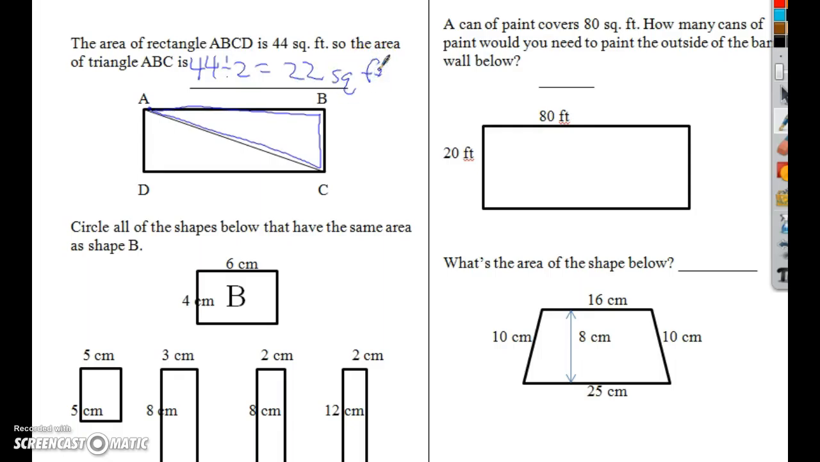Circle all of the shapes that would have the same area as shape B. It says area, so width times length, 24. So we're looking for any of them that multiply together to get 24. 5 times 5 is 25. Close but no cigar. 8 times 3 is 24. So winner, winner, chicken dinner. 8 times 2 is 16. Sorry. 12 times 2 is 24. So there's another winner.